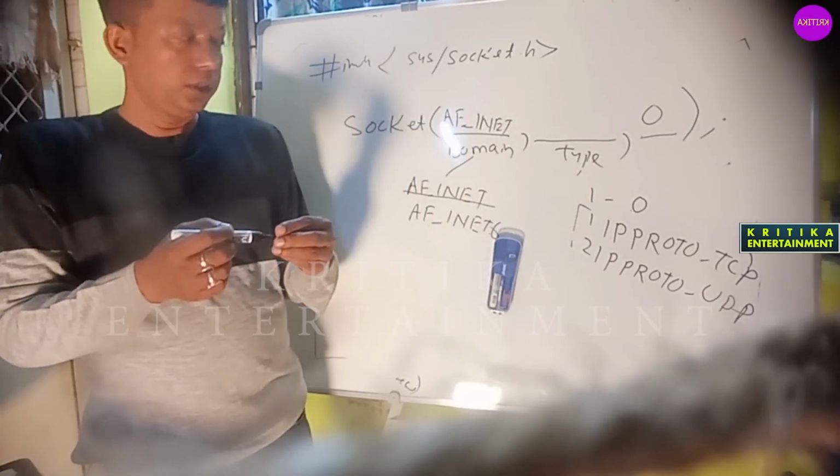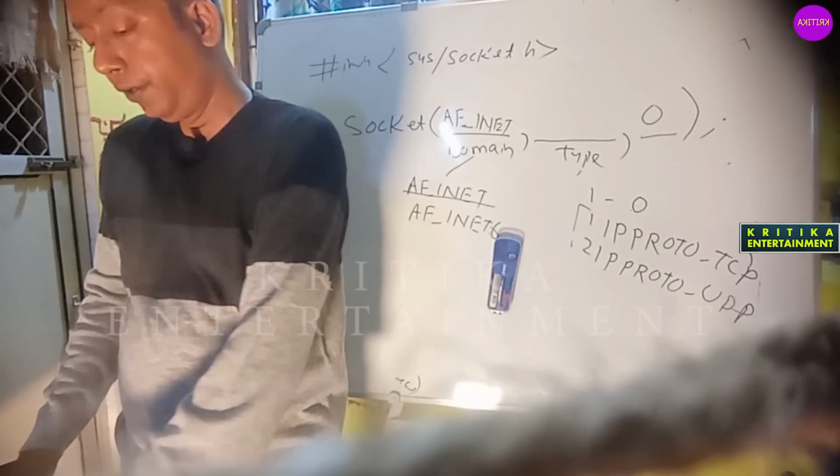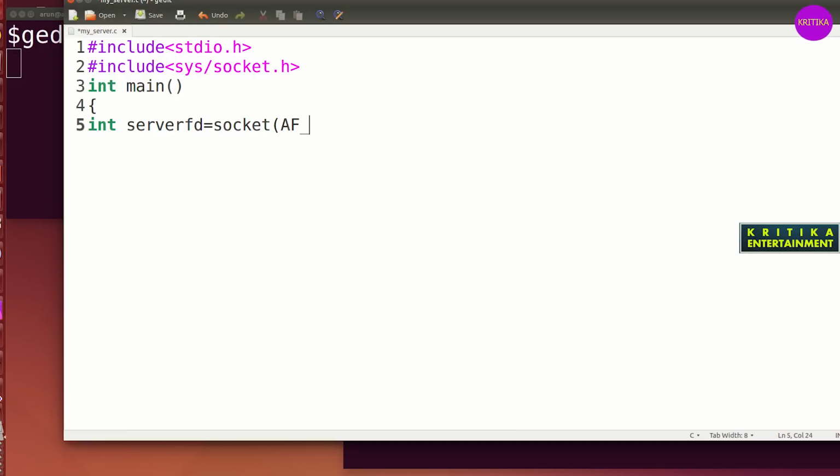Okay, so here I will declare the socket. Here I will write AF underscore INET. Then write SOCK stream. Next, I will write IP proto underscore TCP. Then I will close this.